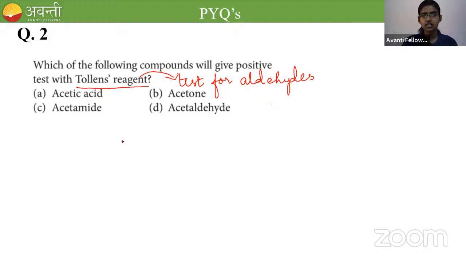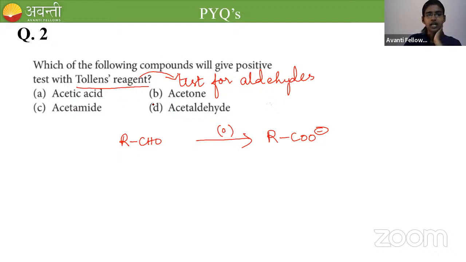So the Tollens reagent will convert the aldehyde to carboxylic acid or carboxylate ion. So basically oxidation occurs in presence of Tollens reagent. The ammoniacal silver nitrate is used as a reagent, and it shows a positive test only with aldehyde, and aldehyde is given in option D. So option D is the answer. In option A, what is the name of the functional group we have? It is acetic acid, right? The formula for acetic acid is CH3COOH.